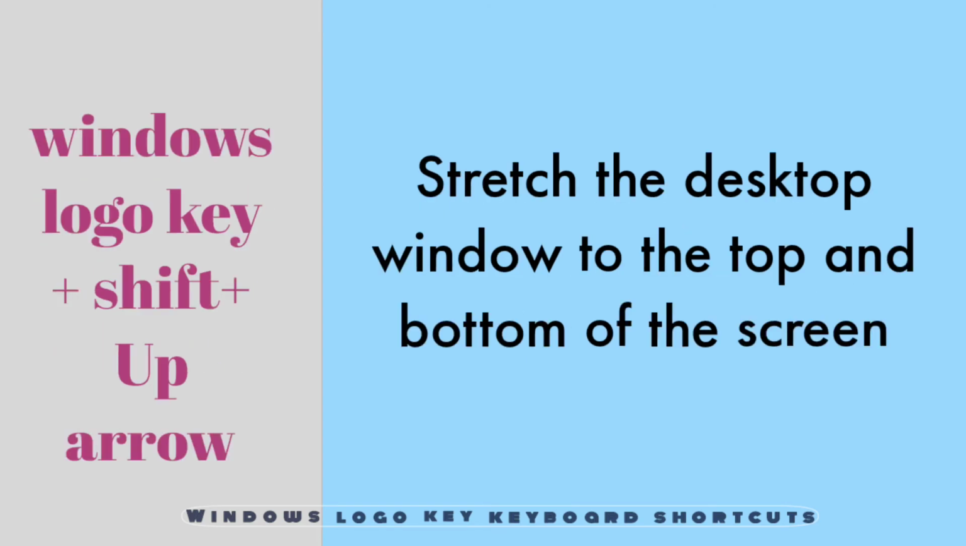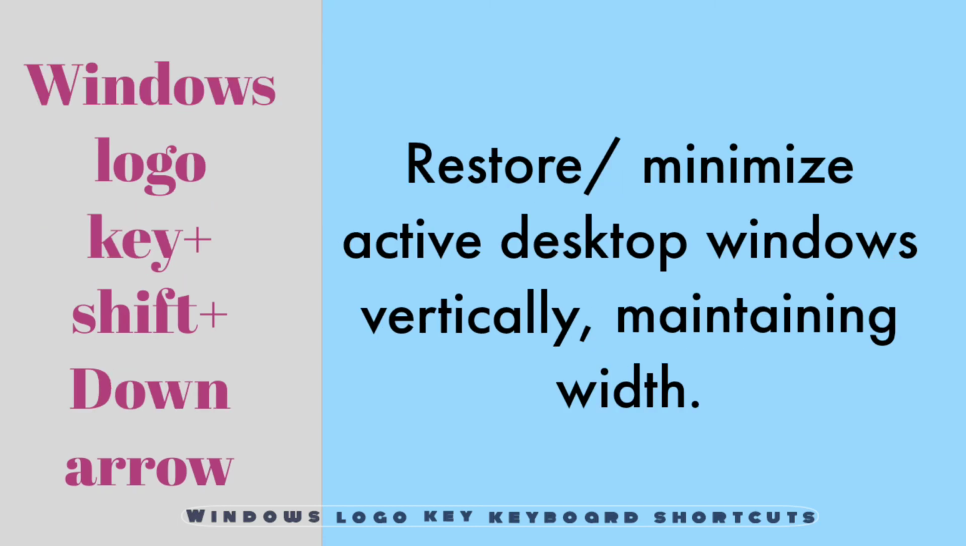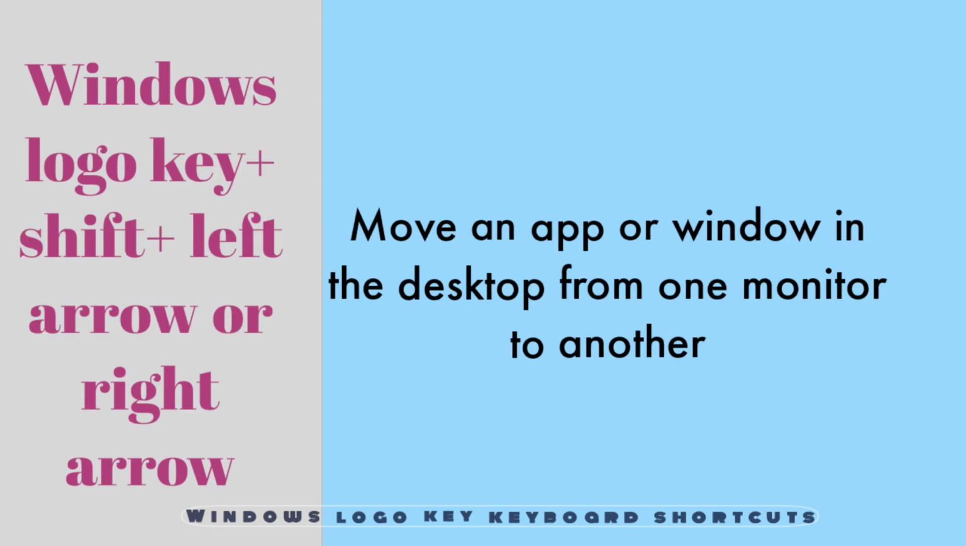Windows logo key with Shift and Up arrow stretches the desktop window to the top and bottom of the screen. Windows logo key with Shift and Down arrow restores or minimizes the active desktop window vertically, maintaining its width. Windows logo key with Shift and Left arrow or Right arrow moves an app or window in the desktop from one monitor to another.